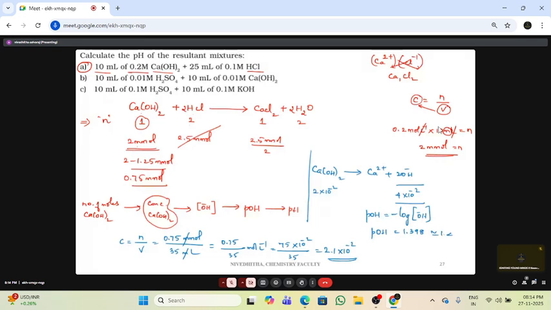Now tell me the value of pH. pH is 14 minus 1.4. Yes, Kanna? 12.6. Very good. It is 12.6. That's it. So this is the pH of the solution. So we know obviously it will be basic and the exact pH is 12.6. That's it. So first question is done.